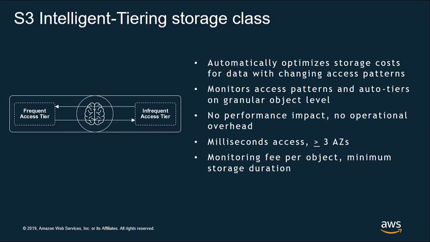This is a recap of some of the things we talked about on the previous slide. Some of the things you really want to pay attention to is it's still millisecond access, you're still in 3 availability zones, and you have no performance impact. So there's no operational overhead to manage the storage classes. There's no difference to your end customers if you're storing their data in S3 intelligent tiering. So it really is a great storage class for a lot of customers to consider.